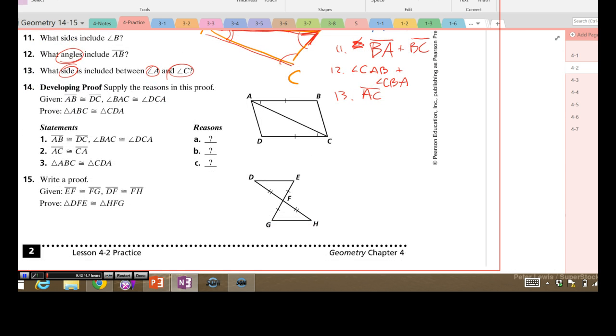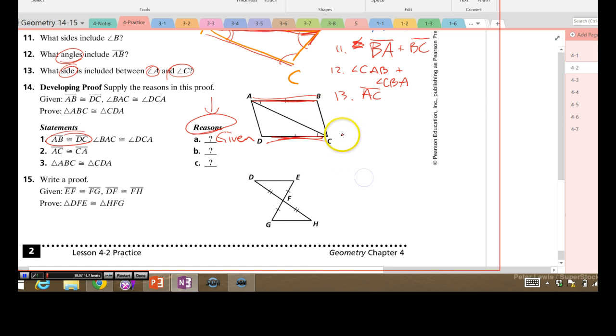Now we get to fill in some of the reasons. Anytime they're looking for reasons, these are things that should be written on your note cards. So now, why can we say that AB is congruent to DC? It was actually given to us because the diagram shows it. One hatch mark matches up with the other hatch mark, so those are givens. Also, angle BAC is congruent to angle DCA, so these angles are congruent. Again, it's given because the diagram shows that.